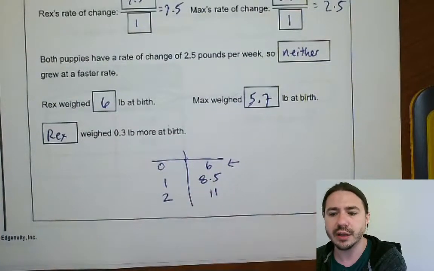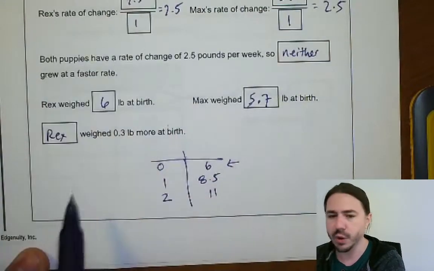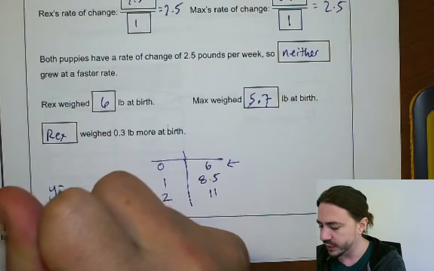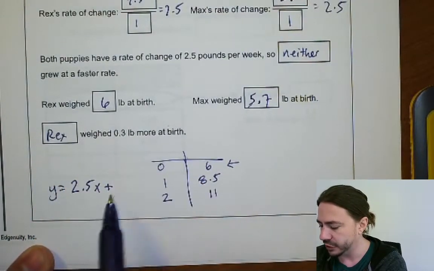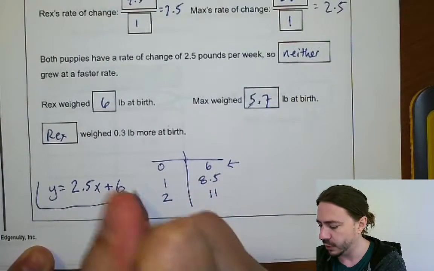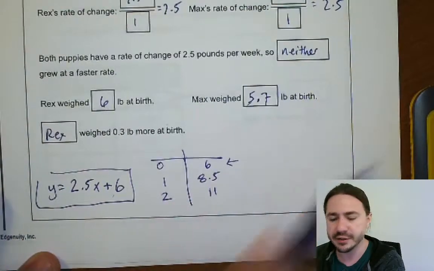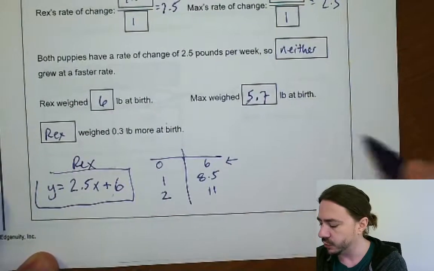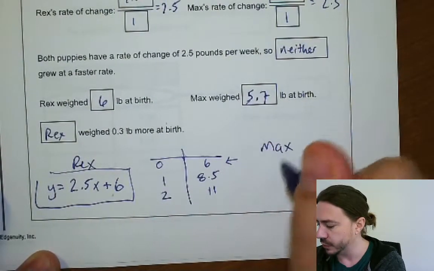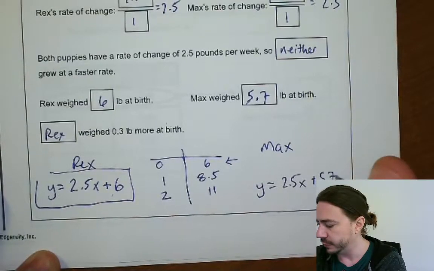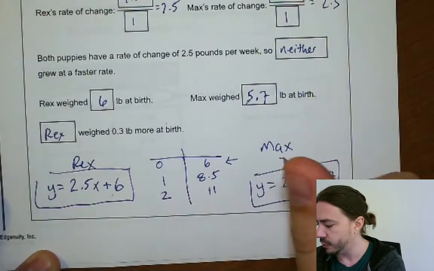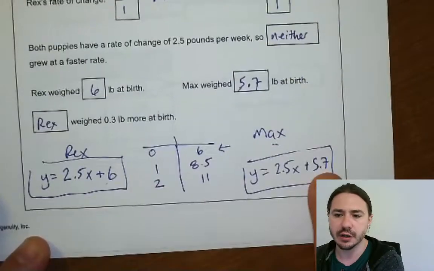And we can actually write equations for both of these growth rates. If we want to write an equation for Rex, we would say, okay, his rate of change was 2.5 and his initial value was 6. So that would be the equation to represent Rex's growth. And then if we want to write an equation to represent Max's growth, we would say y equals 2.5x plus 5.7. He had the same rate of change, but a different start value.